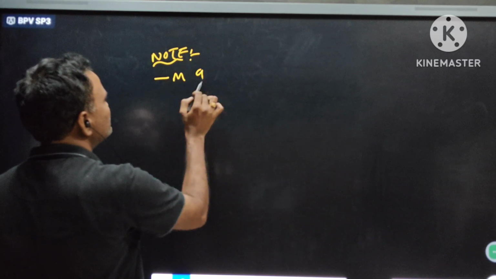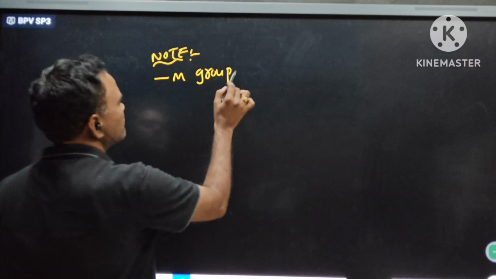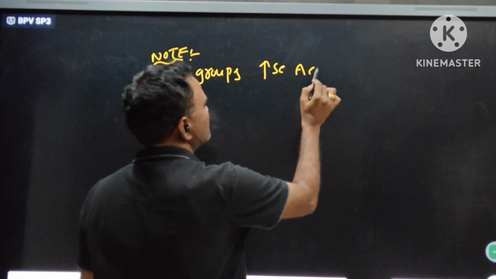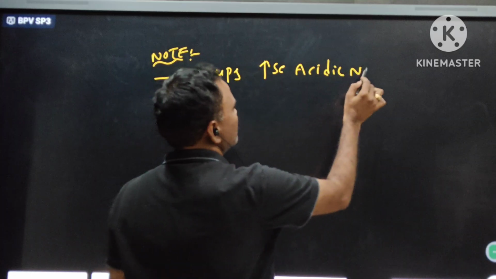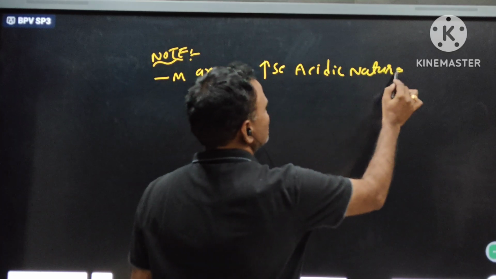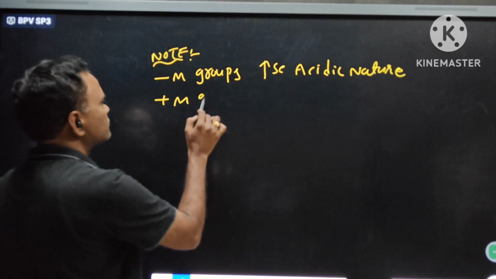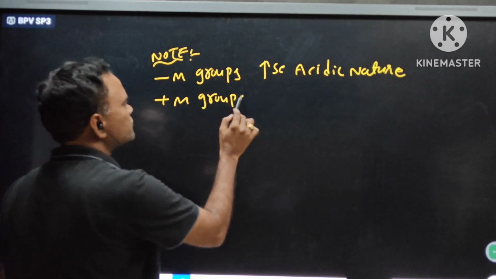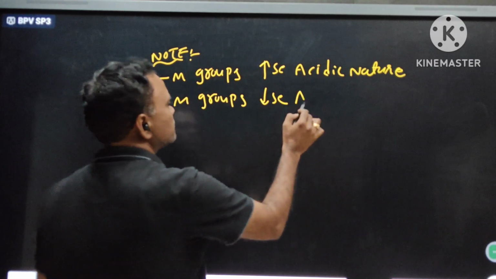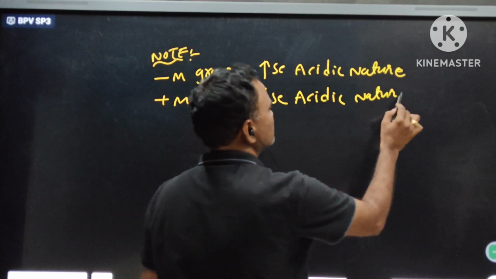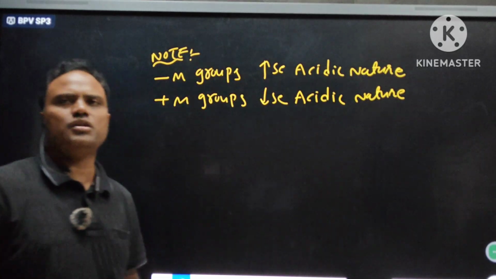Minus M groups increase acidic nature. Plus M groups decrease acidic nature.